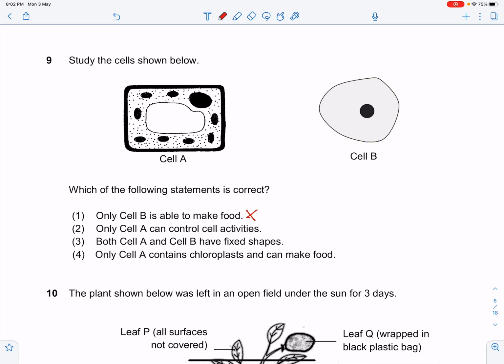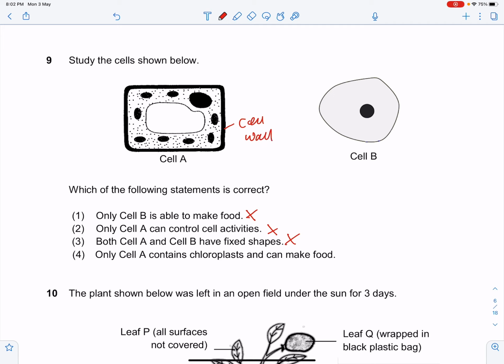Only cell A can control cell activities. This is actually wrong as well because, as we can see, both cell B and cell A contain your cell nucleus. Both cell A and B have fixed shape. This is also wrong. As we can see, only your cell A has the cell wall over here, whereby it actually gives it a fixed regular shape.